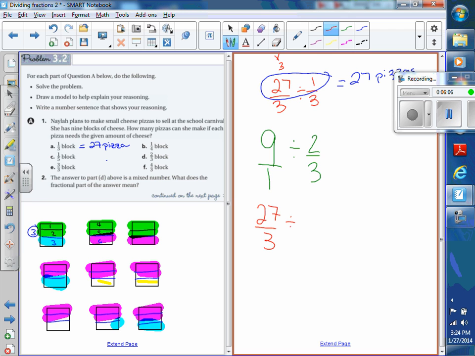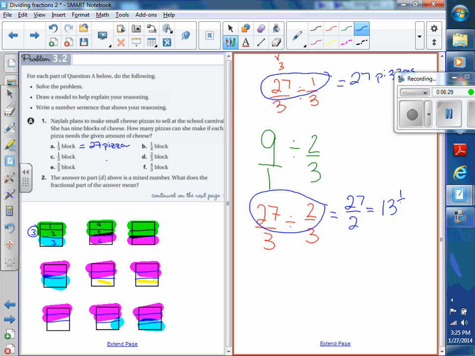So now I have a common denominator. And I can go back to what we learned Friday. If my denominators are the same, what do I do? Divide the tops. Divide the numerators. You just do 27 divided by 2, which is 13.5.